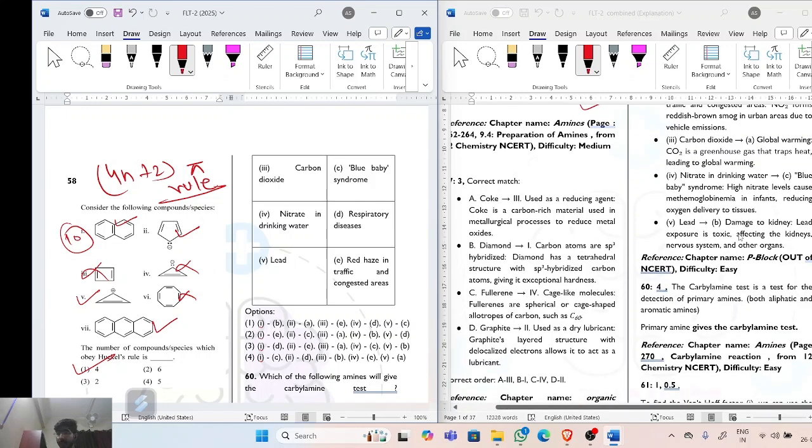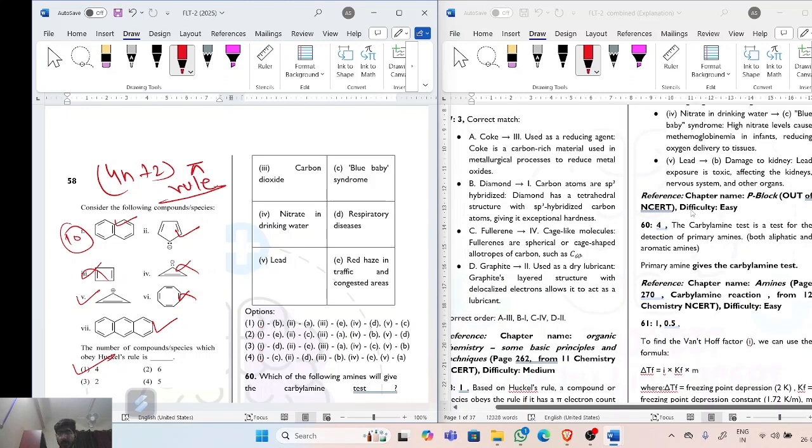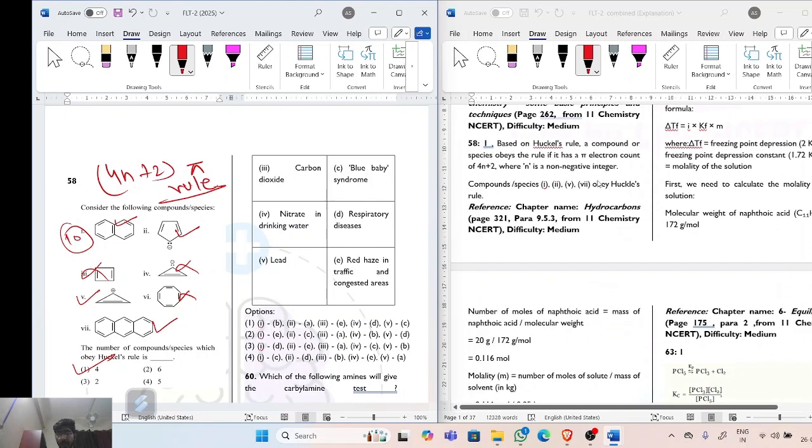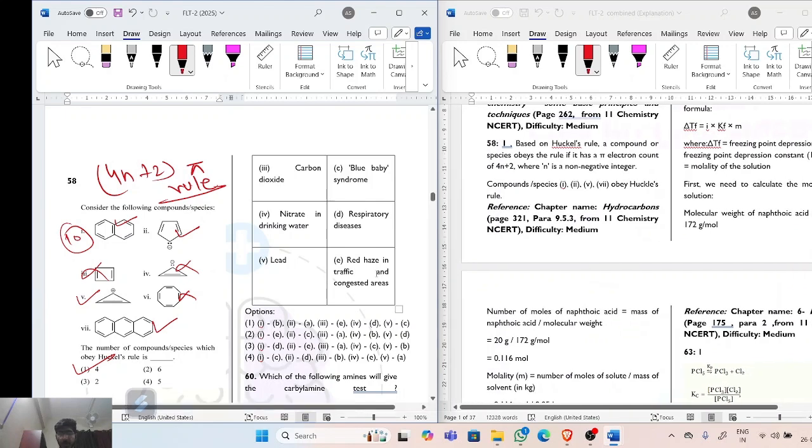Fifth option is lead, damage to kidney. Lead exposure is toxic, affecting the kidney, nervous system, and other organs. So matching all these, we get option number one as our correct answer.